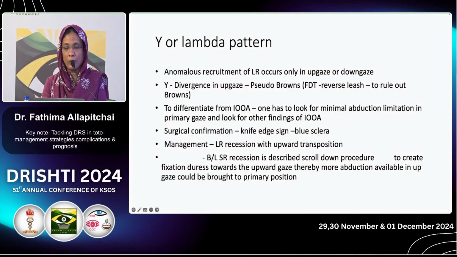So with this Y or lambda pattern, again it's like a pseudo Brown's. To differentiate it from inferior oblique overaction, one has to look for minimal abduction limitation in the primary gaze, and look for other findings of inferior oblique overaction.